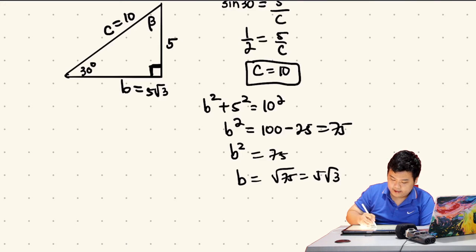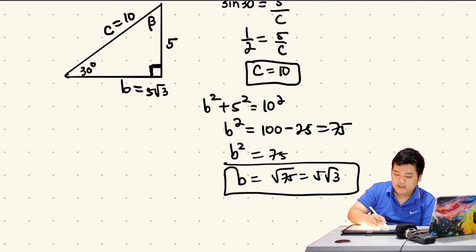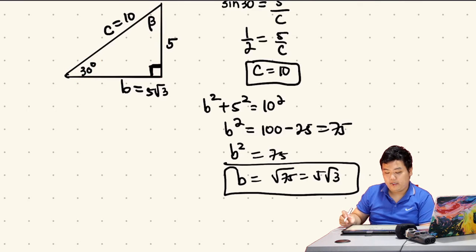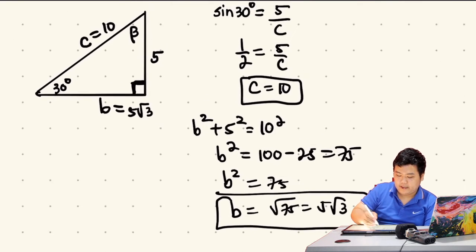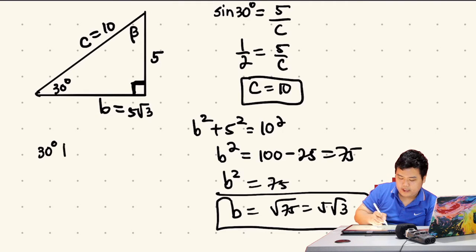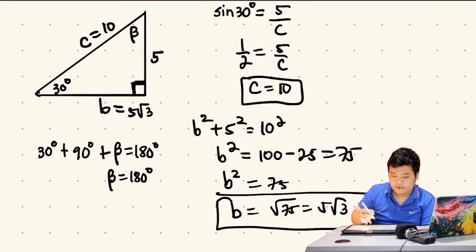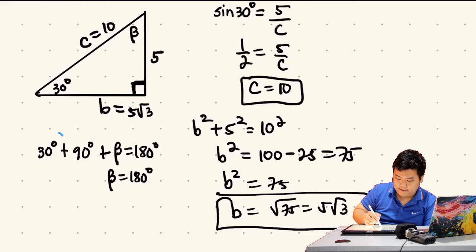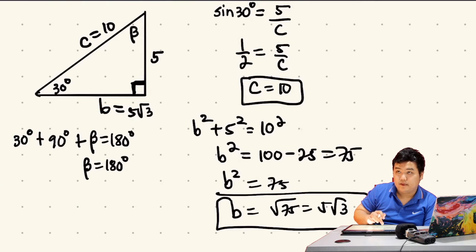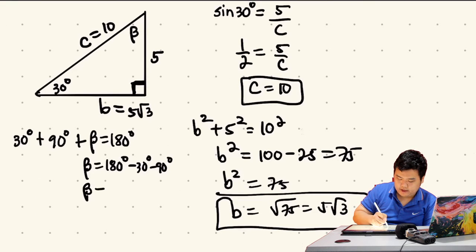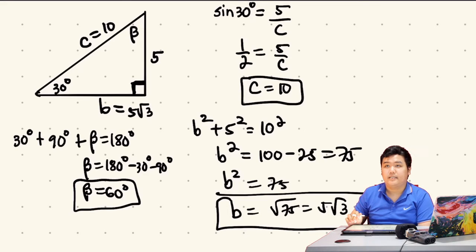So, ang nawawala na lang ay si beta. So, ang sum ng interior angles ng triangle ay 180 degrees. So, yun ang gagamitin natin. So, 30 degrees plus, this is 90, plus beta is 180 degrees. You can actually solve that beta is equal to 180 minus 30 degrees minus 90 degrees, which is 60 degrees.